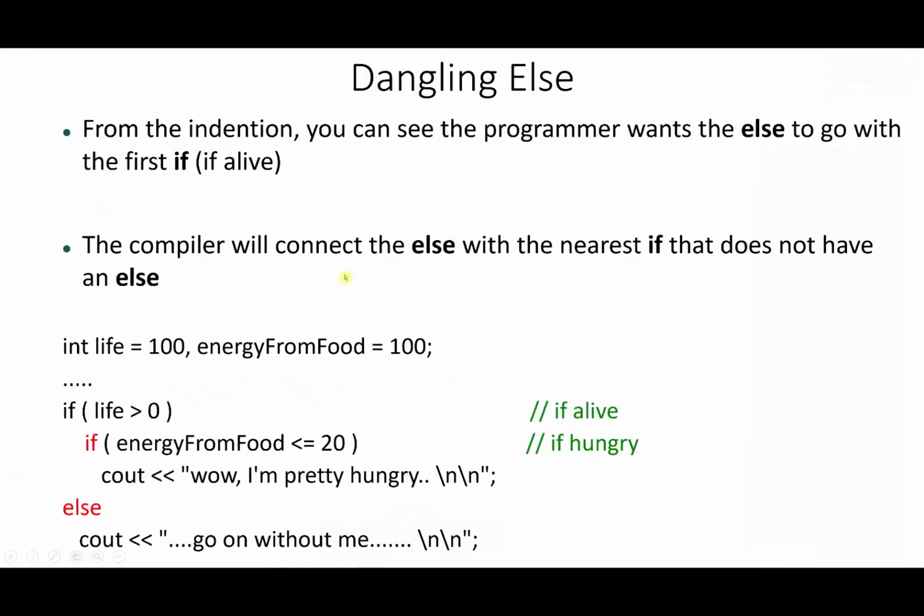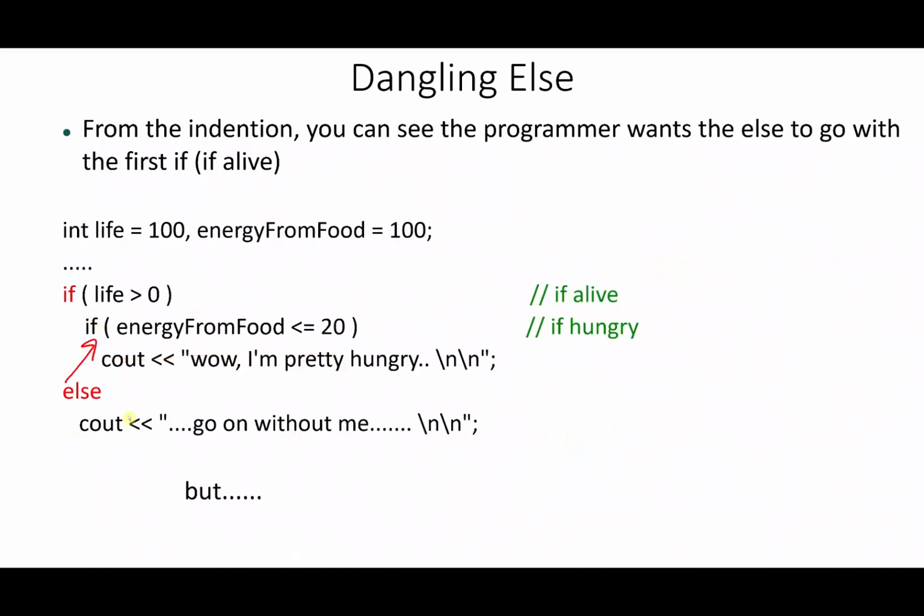Okay. So here's the explanation: the compiler will connect the else to the nearest if, the closest if available, that does not have an else statement. So when you say this is true, if you said this, it is also going to compile, but the understanding that this if is connected to this else is not true.